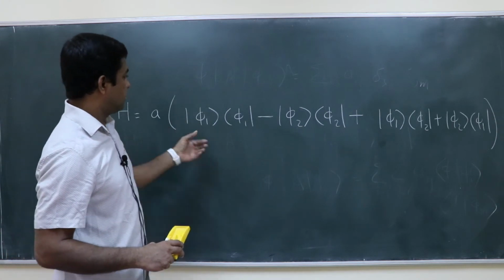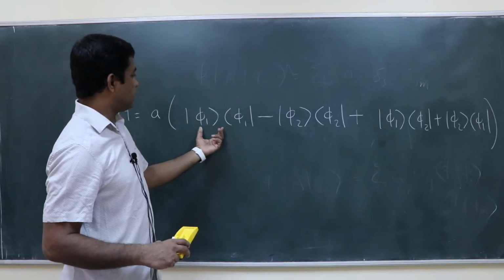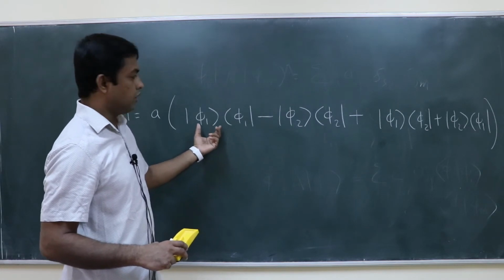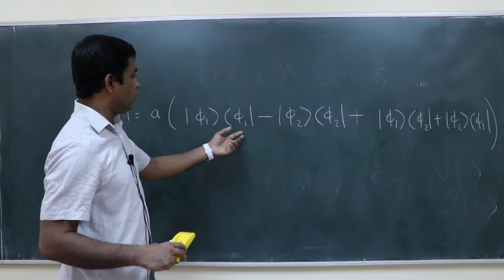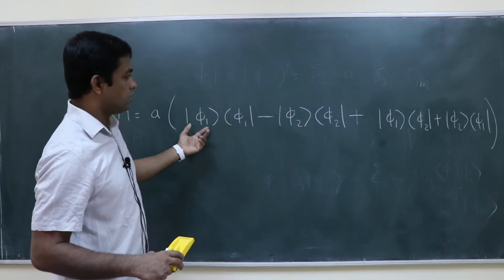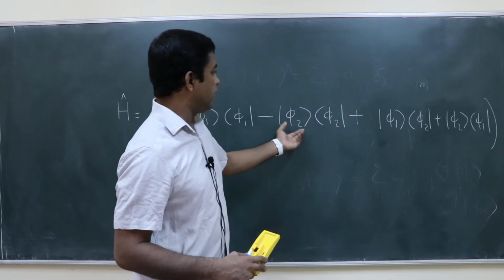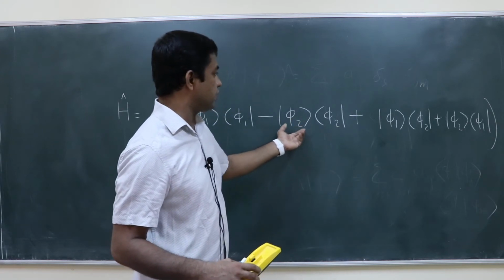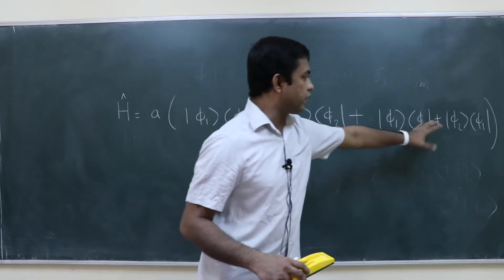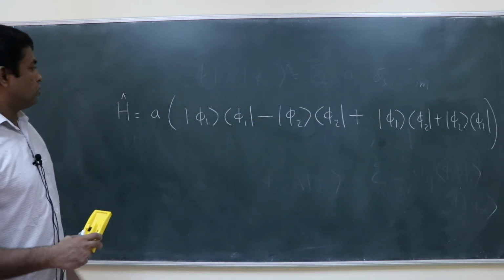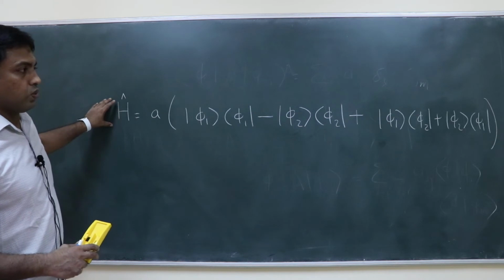Here, ket phi 1 bra phi 1 will project any vector along phi 1, right? And the second one takes any vector in that space and projects it along phi 2. But these are different types of operators, they are not projection operators. So this is your operator now.